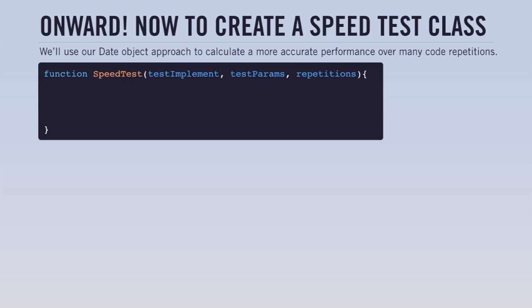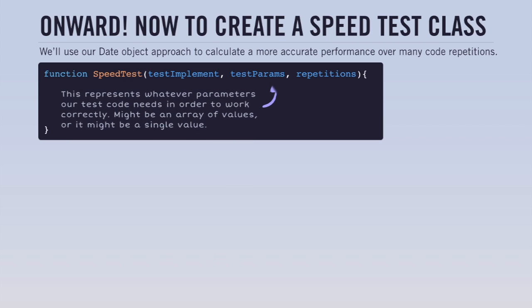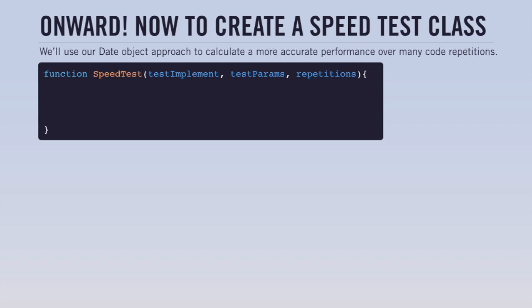The second parameter is called test params, and that's going to represent whatever parameters our test code actually needs in order to work correctly. This might be an array of values, or it might be a single value that test implement will need in order to work. Finally, the last parameter is the amount of repetitions, because why? The higher the repetitions that we use, the more reliable our average is actually going to be.